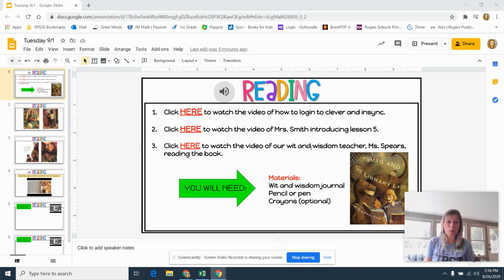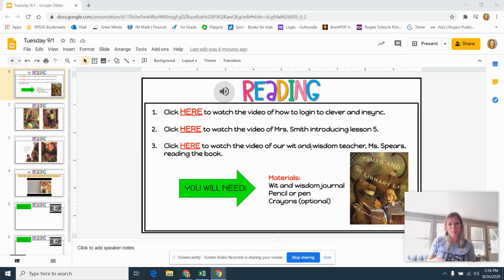Today, you're going to look closely at the main character. Now, wait, who's the main character? Oh, Tomas. You're going to look closely at Tomas to see what that reveals to us. Reveal just means to look closely at something, to see what it shows us.